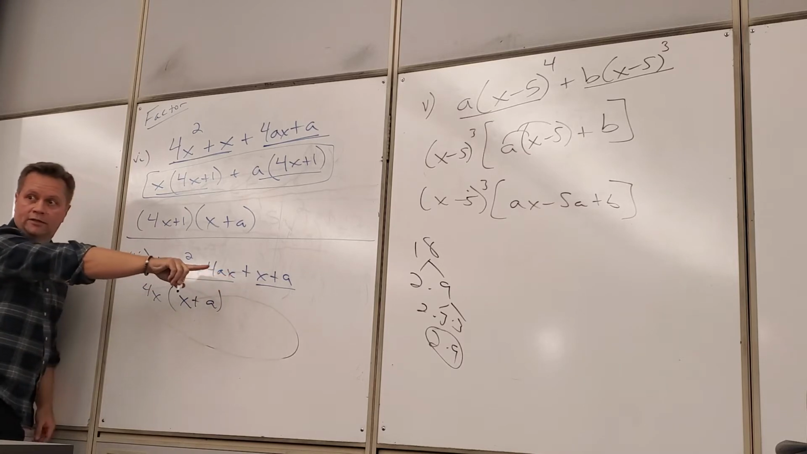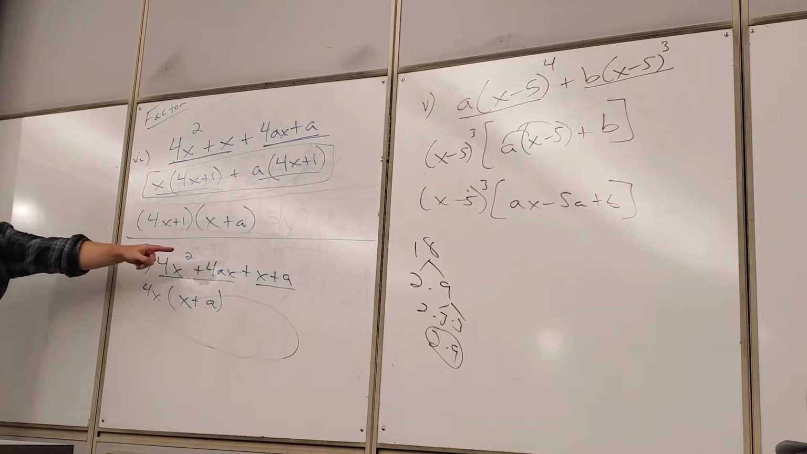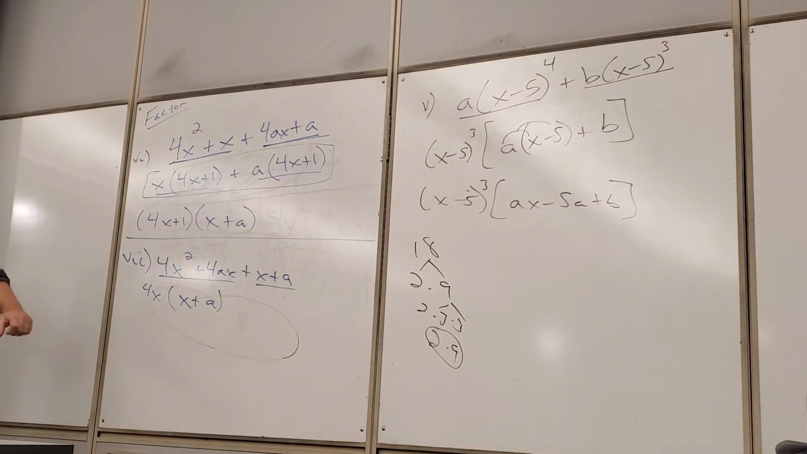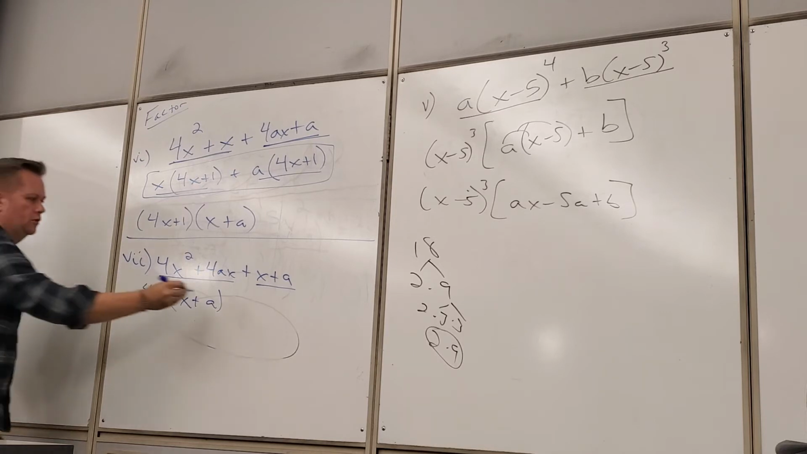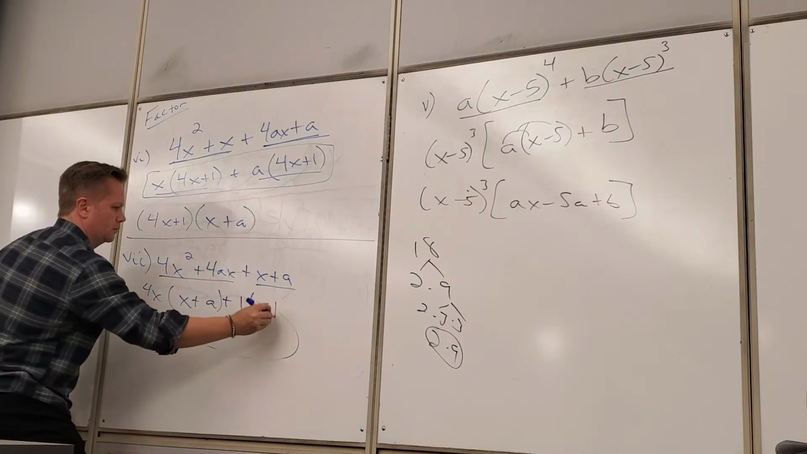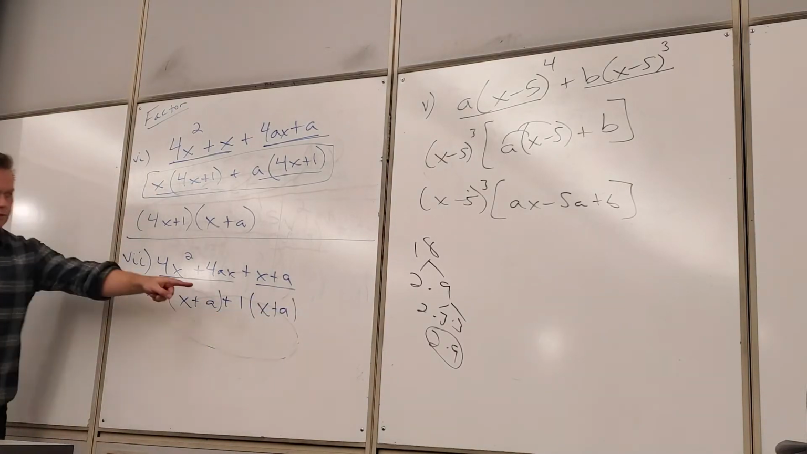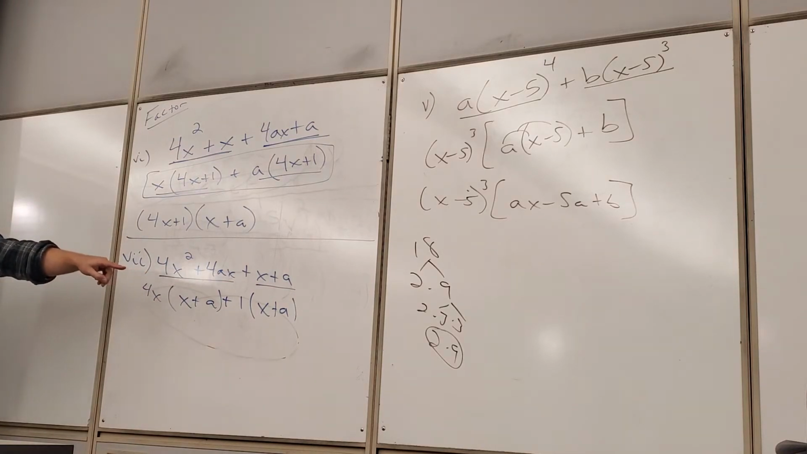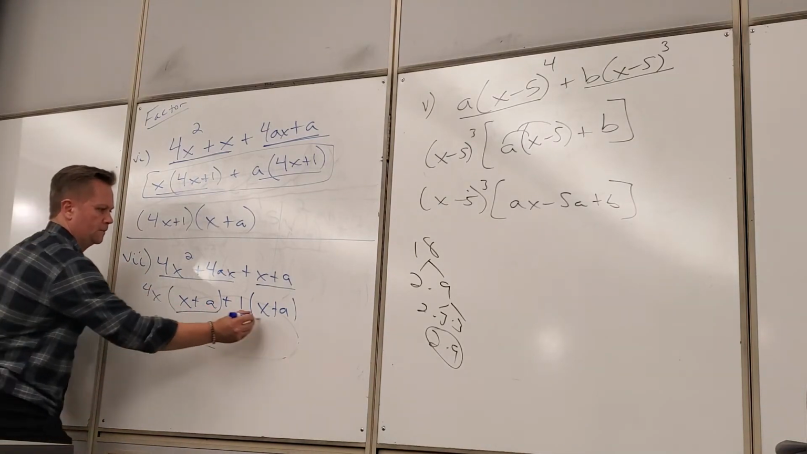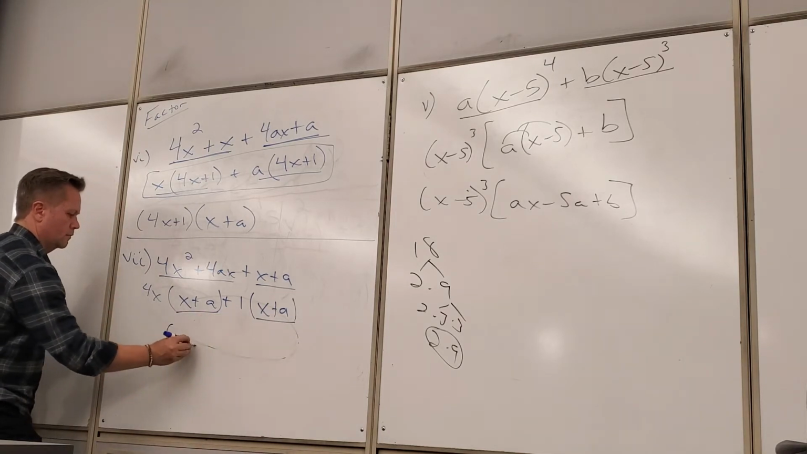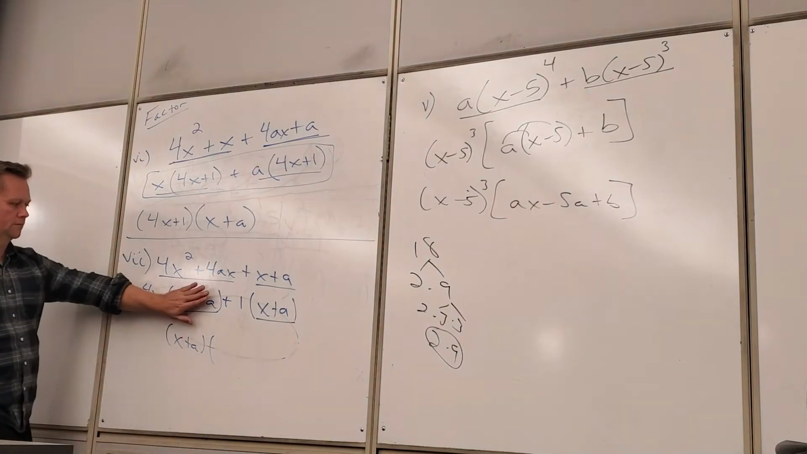Now here's nifty. Is there anything that comes out of there? No. You're wrong. 1. 1 comes out. So you can always take a 1 out. And why do I want to do that? I'll show you. So then it looks exactly like what we're used to. What do they both have in common now? x plus a. They both have an x plus a. And then what's left? 4x plus 1.